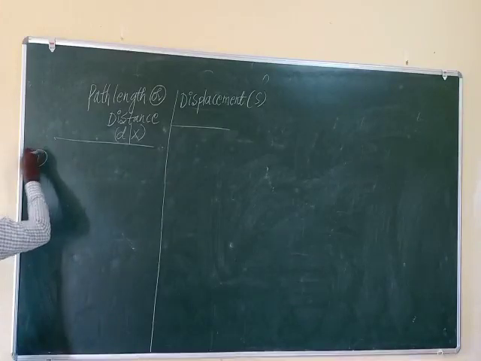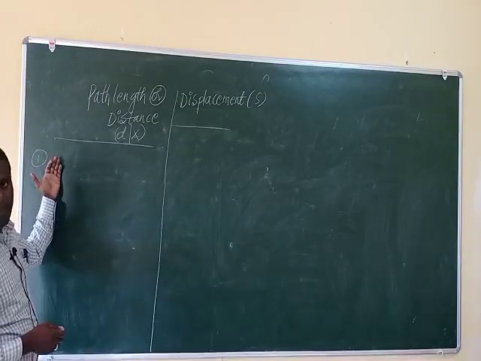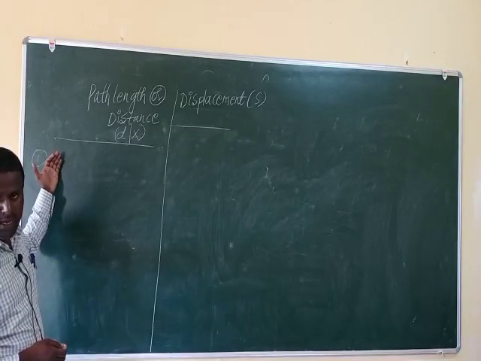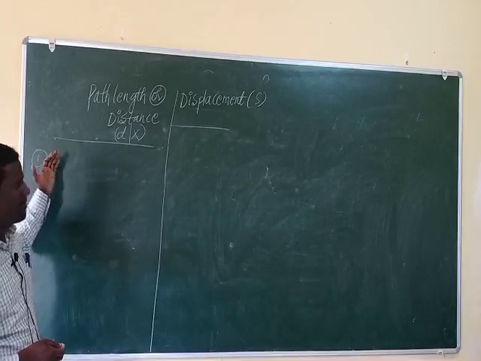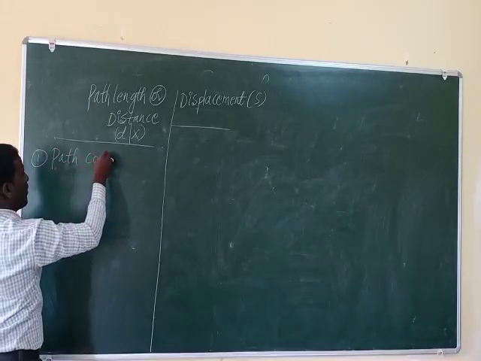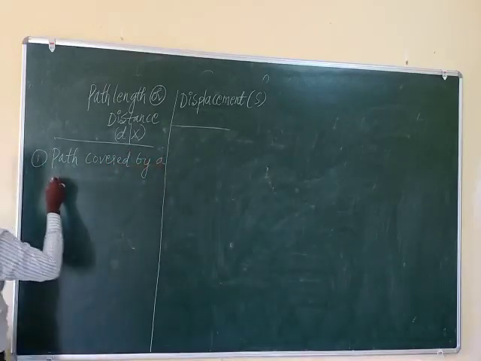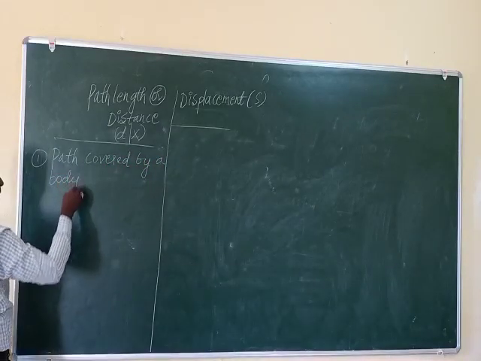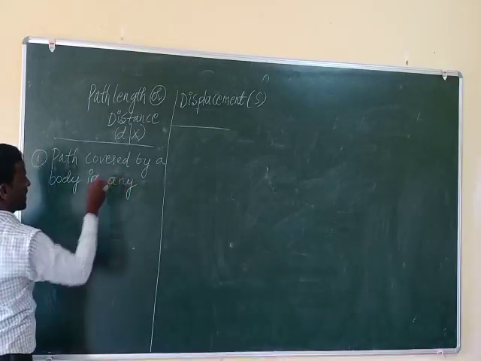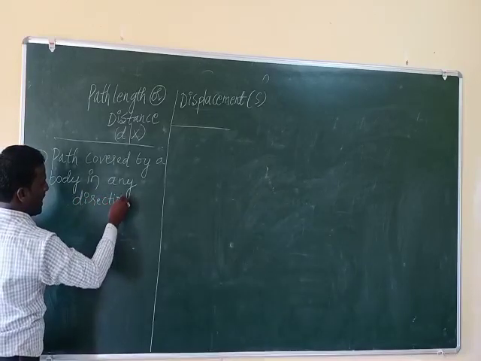First point: path length is the path covered by a body in any direction. Path covered by a body in any direction.